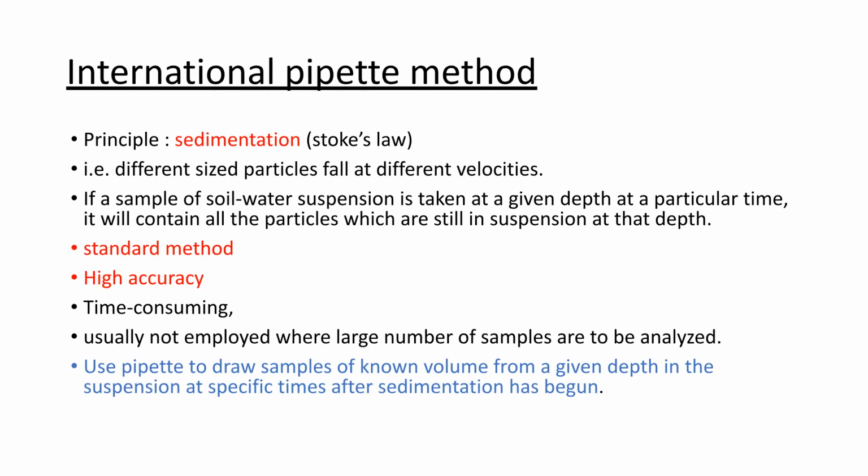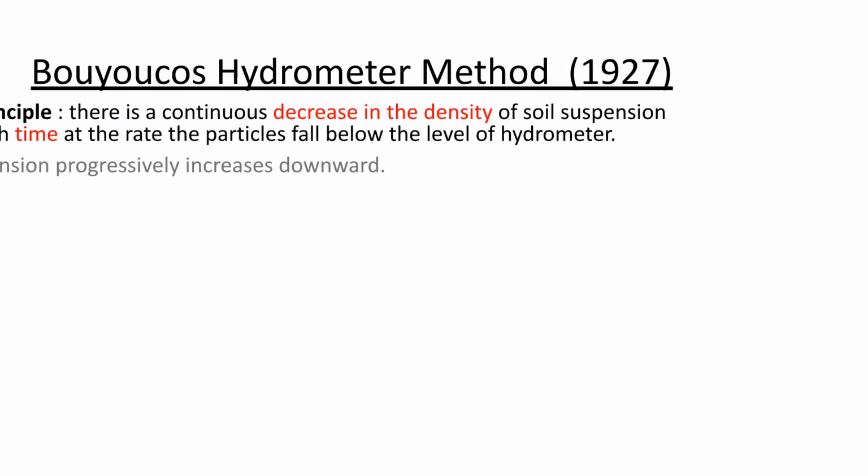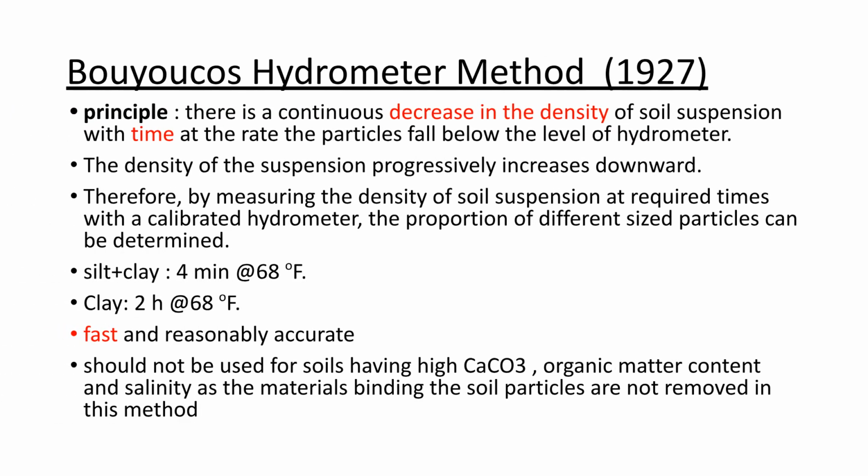The International Pipette method is based on sedimentation following Stokes' law. It is a standard method with high accuracy but is time-consuming and not suitable for a large number of samples. The Bouyoucos hydrometer method, developed in 1927, measures the continuous decrease in soil suspension density over time. It is faster and reasonably accurate, but it's not ideal for soils with high content of calcium carbonate, organic matter, or salinity.